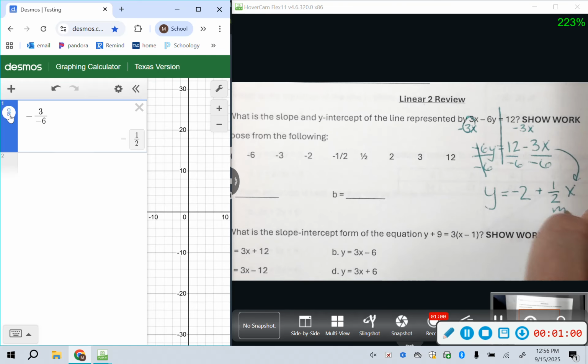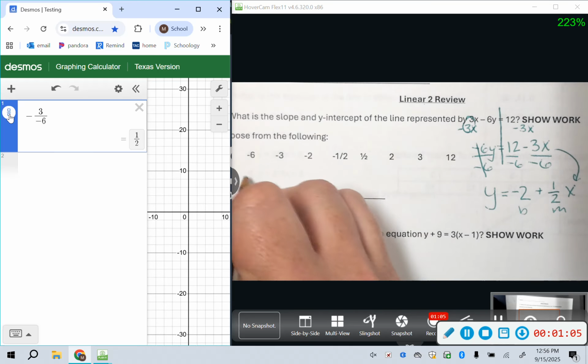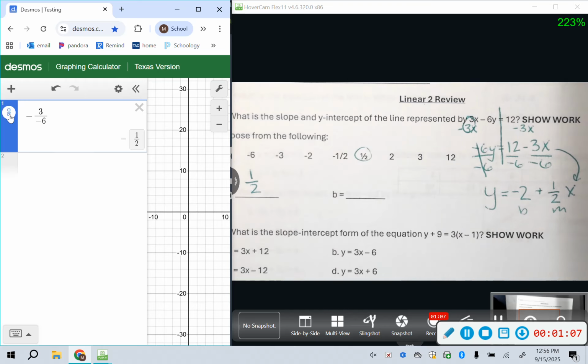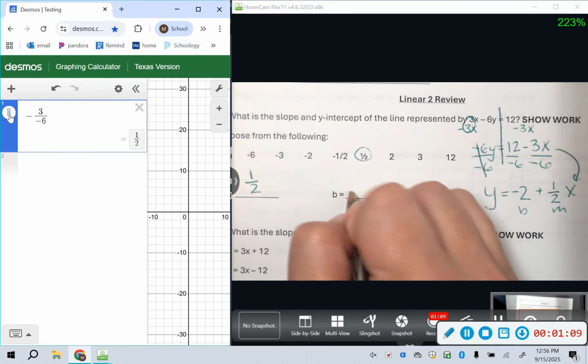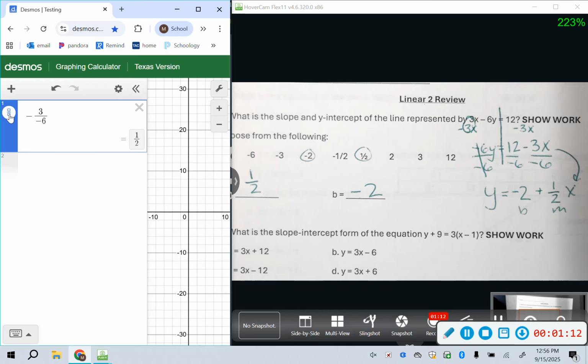Well, remember m is always touching our x and b is not. So m, my slope, is positive 1/2, which is here. And b, my y-intercept, is negative 2, which is here.